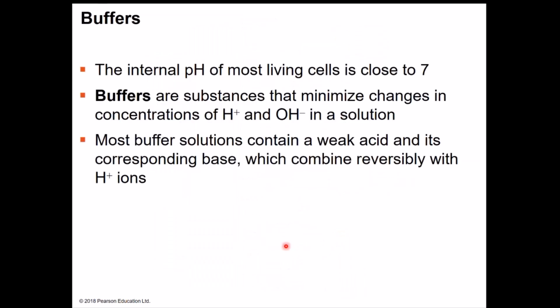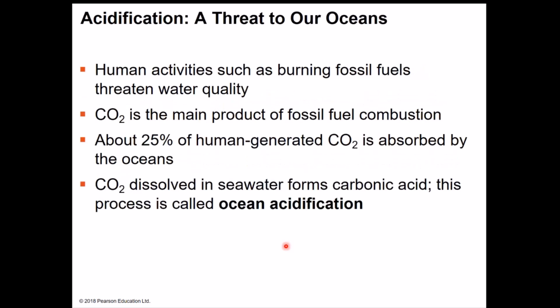Now let's talk about buffers. The internal pH of most living cells is close to 7. Buffers are substances that minimize changes in the concentration of hydroxide and hydrogen ions in a solution. Most buffer solutions contain a weak acid and its corresponding base, which combine reversibly with hydrogen ions. And then there is ocean acidification, which is a threat to our oceans.